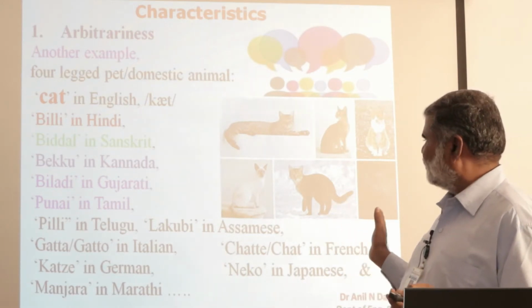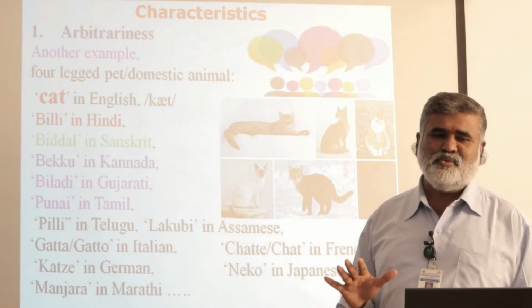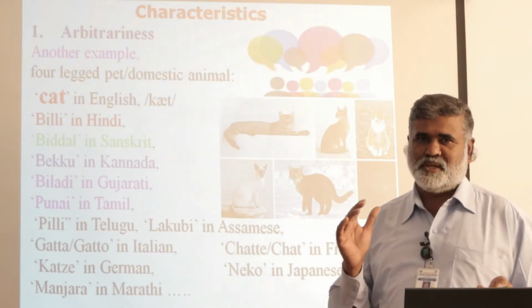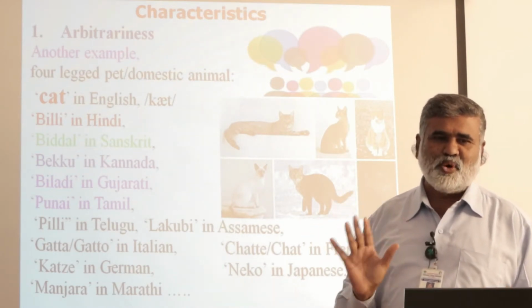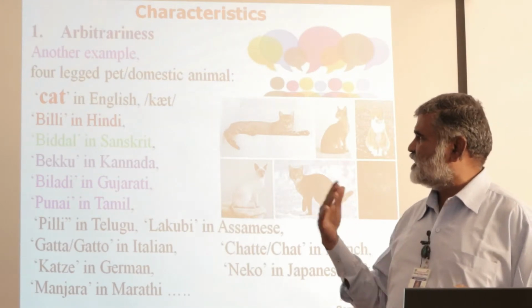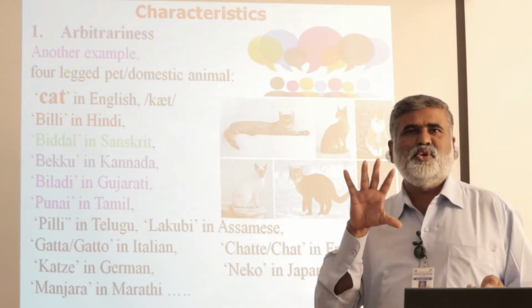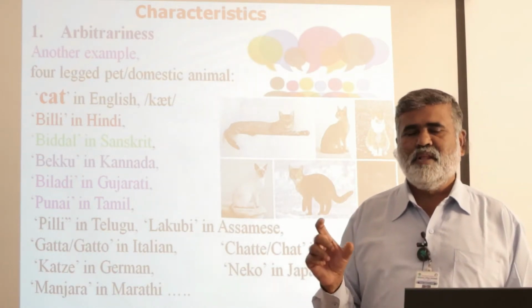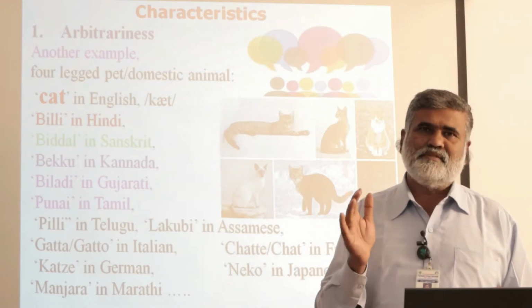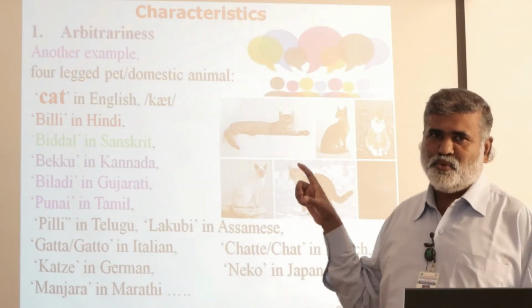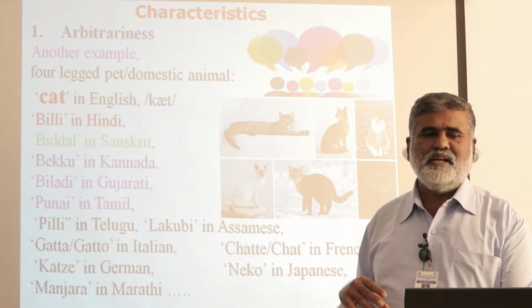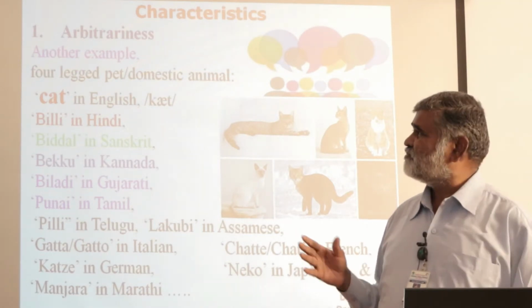Similarly, chate and chat in French. Even in Marathi we have manjar, that is the common word, but we have a special typical word for the male, that is boka. So there is no relationship between the object and the word, and you people can develop your own example. For example, if I say water in English, you say pani in Hindi as well as Marathi. So you have to develop your own example of arbitrariness, and then there are chances of getting good marks.